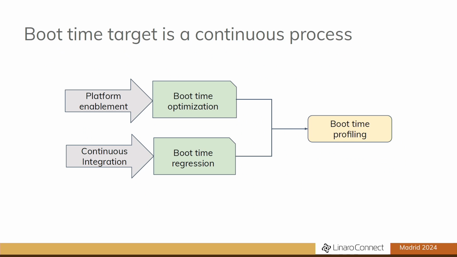Because boot time is a target, it's continuously changing, as changes come from the outside, and your changes can introduce boot time regression. The first step is platform enablement. After that, you do all the boot time optimization. And on the other side, when your platform is enabled, you have to do continuous integration to make sure you don't have a boot time regression. And at the end, you end up profiling the boot time all the time.